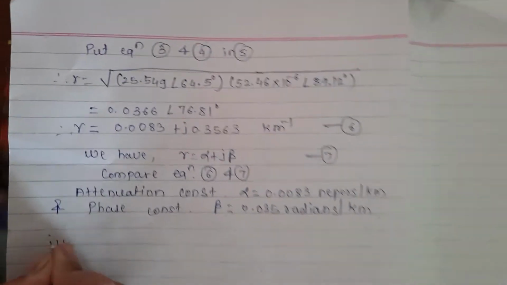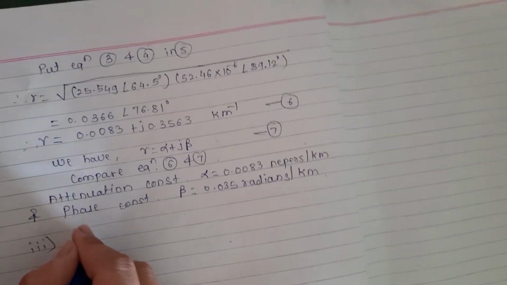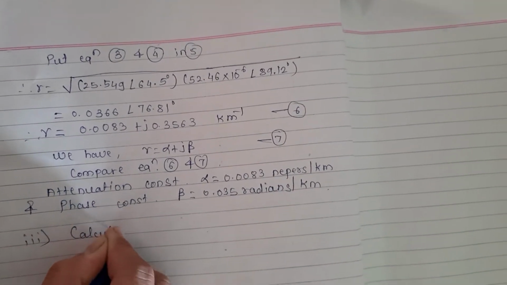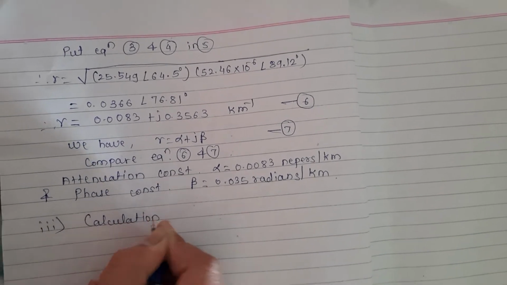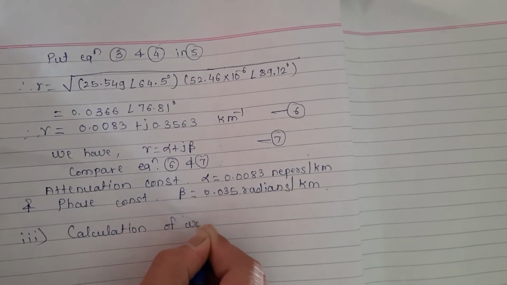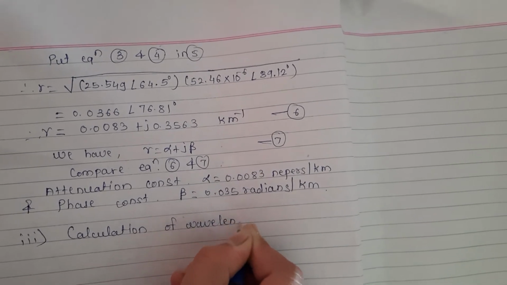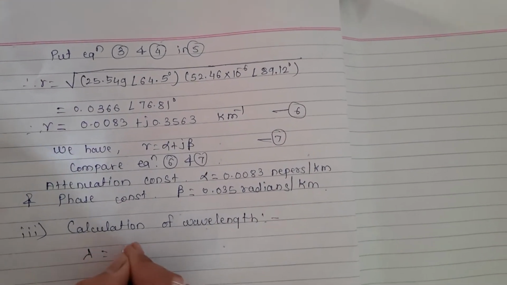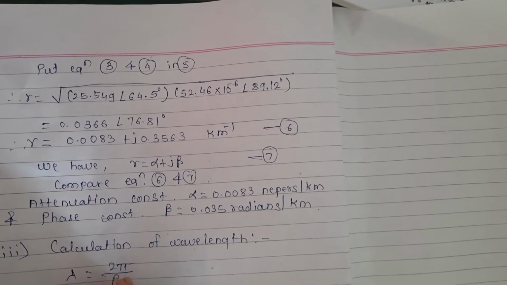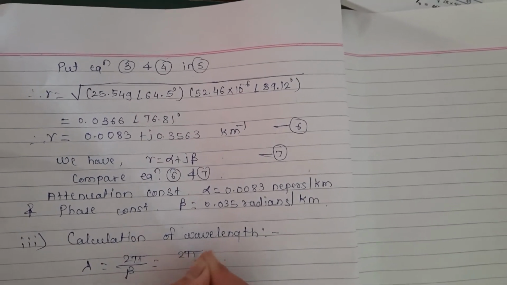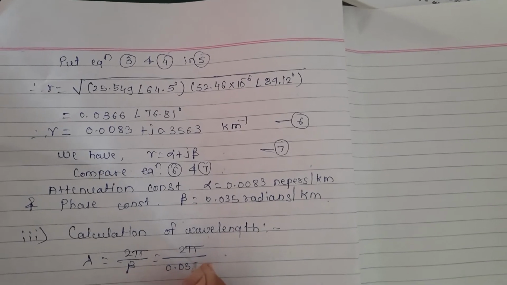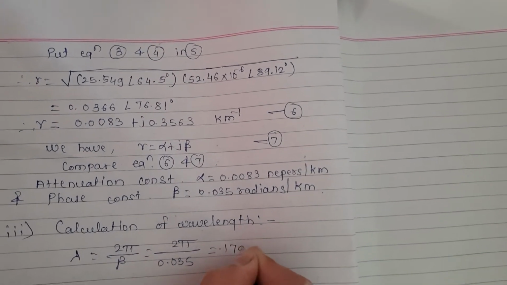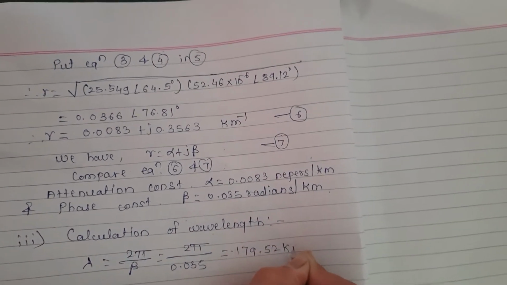Next is third part. Third part is calculation of wavelength. It is given by lambda is equal to 2 pi by beta. So it is 2 pi by 0.035. So it is 179.52 kilometer.